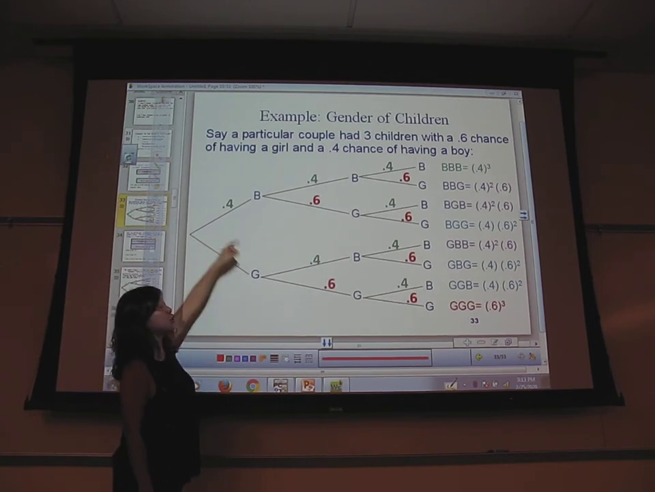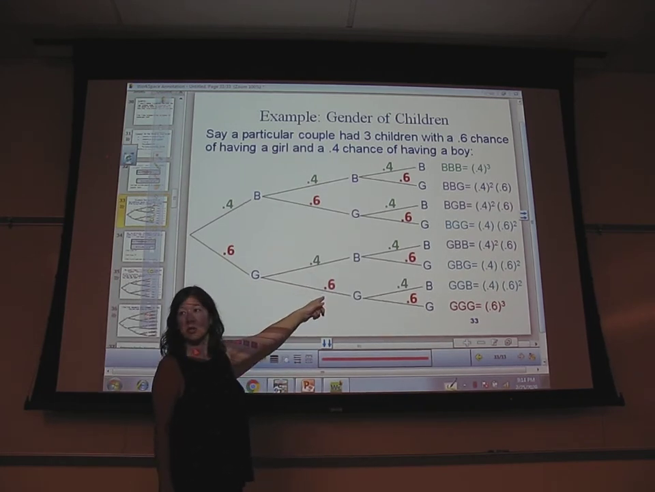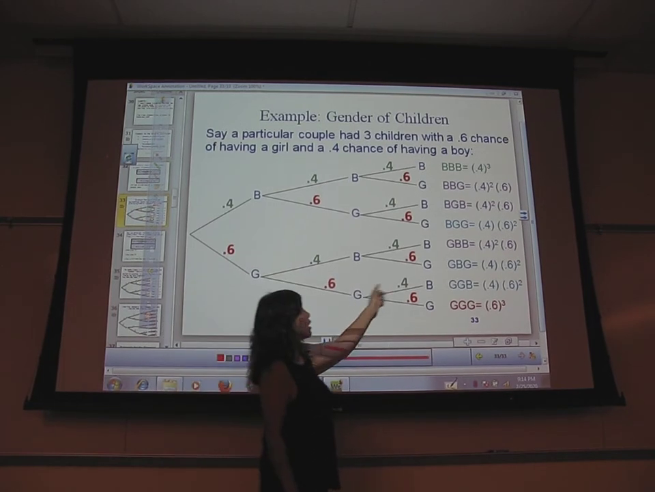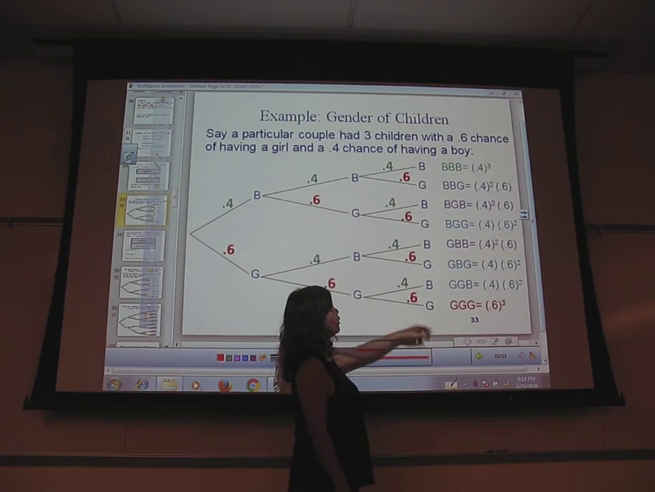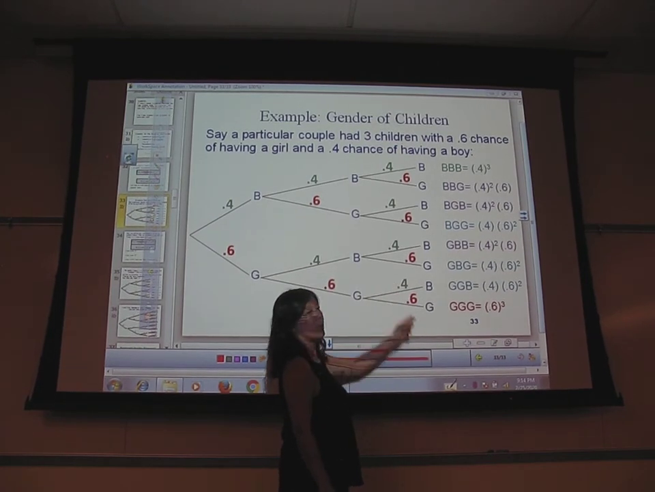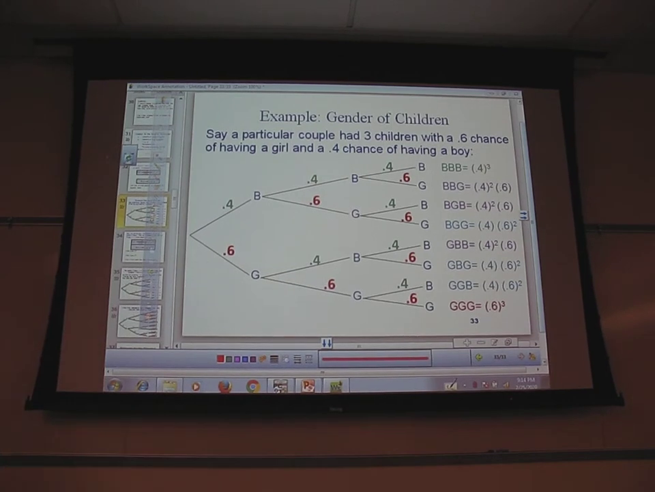No matter which branch you choose, because they're independent of each other, the next branch will be either a boy or a girl: 0.4 chance of boy, 0.6 chance of girl. Their third child, same thing. No matter where you are, it could be a boy or a girl, 0.4 chance of boy, 0.6 chance of girl. This should be familiar to folks, yes? Okay.